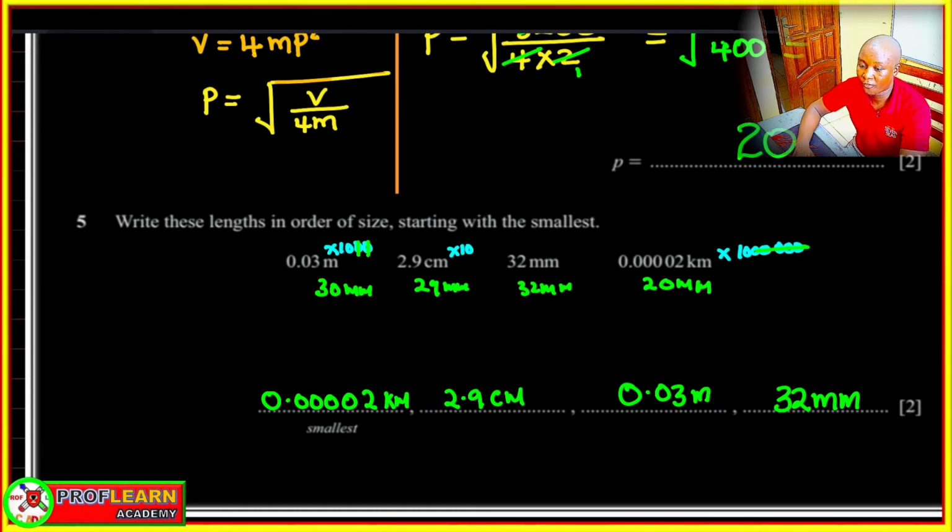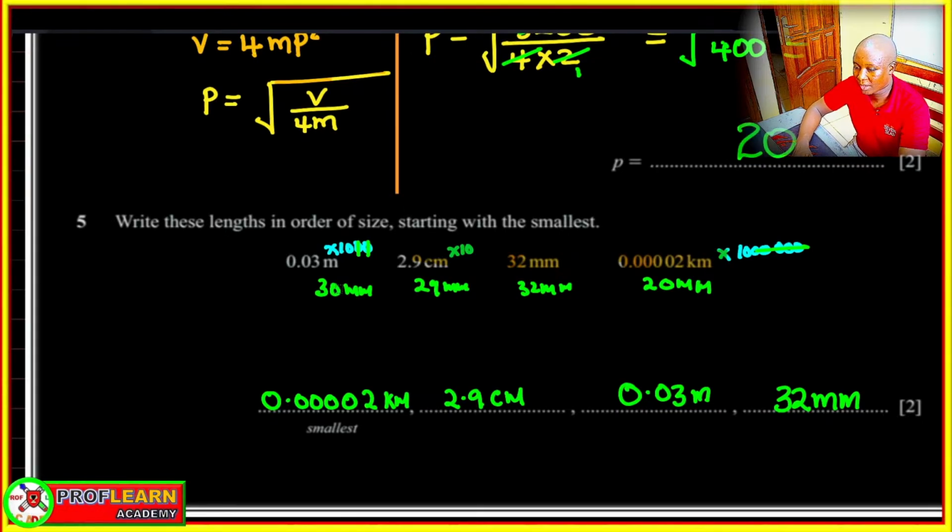Now I decided to convert them into millimeters. For me to convert meters to millimeters, I need to multiply by 1000. For me to convert centimeters to millimeters, I need to multiply by 10. This one, no conversion takes place because it's already in millimeters. Then for me to convert kilometers to millimeters, I need to multiply by 1 million.